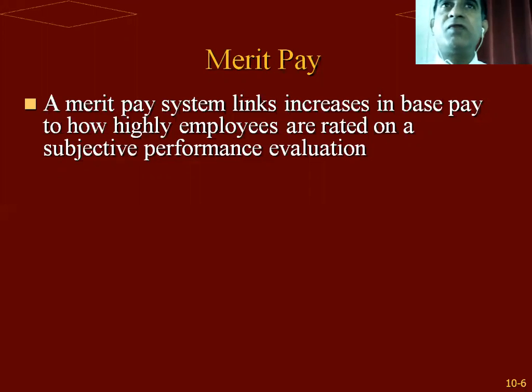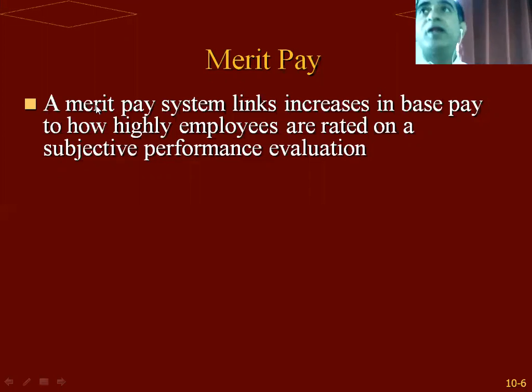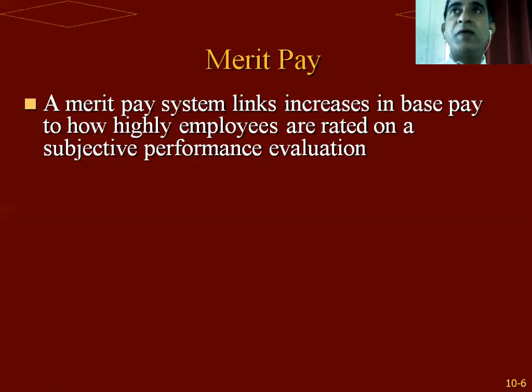At the end of each year, the employee is given an annual increment. That increment is added to the base pay or basic salary. Then the overall allowances are calculated on the new base pay or new basic salary. So that is what it says: a merit pay system links increases in base pay to how highly employees are rated on a subjective performance evaluation. It means the employees are evaluated before awarding this merit pay on some criteria, some measure.